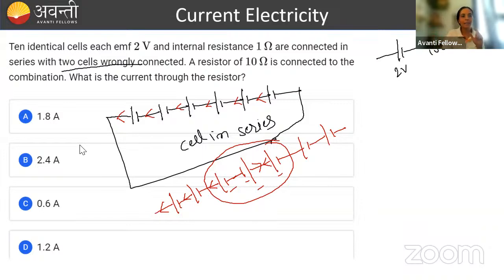Done. So if cells are connected in series and if they are connected rightly, in that case what will you write for E equivalent? E1 plus E2 plus E3 and so on. If some of them are connected wrongly, in that case E equivalent is written by adding the number of rightly connected cells. Here 8 are rightly connected, so E1 plus E2 plus E3 up to 8. You add all of them, and the EMF value of each is 2, so this is 2, right.